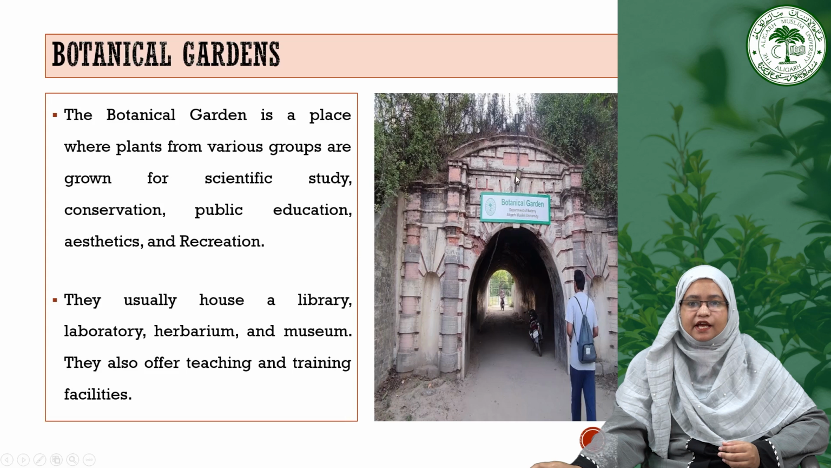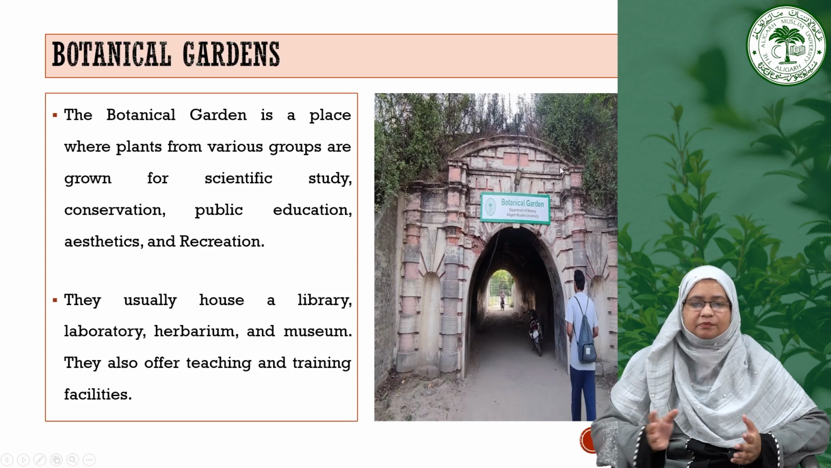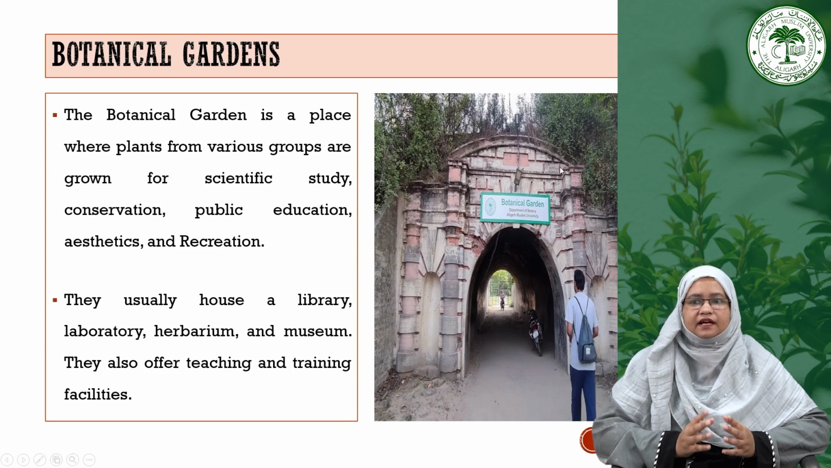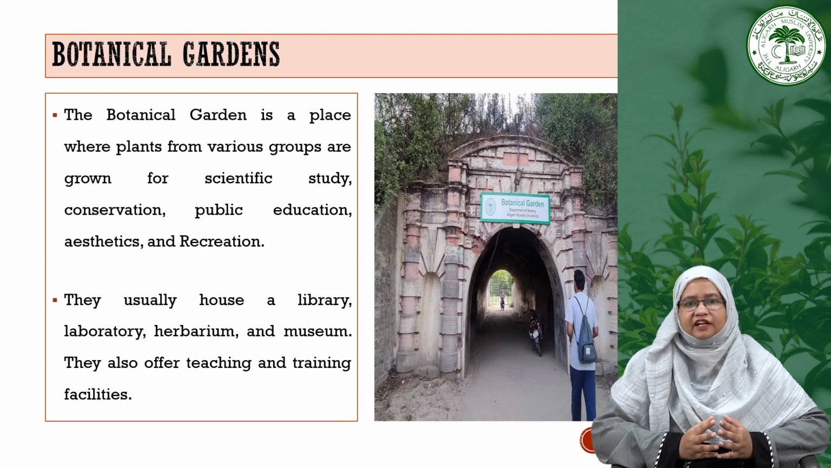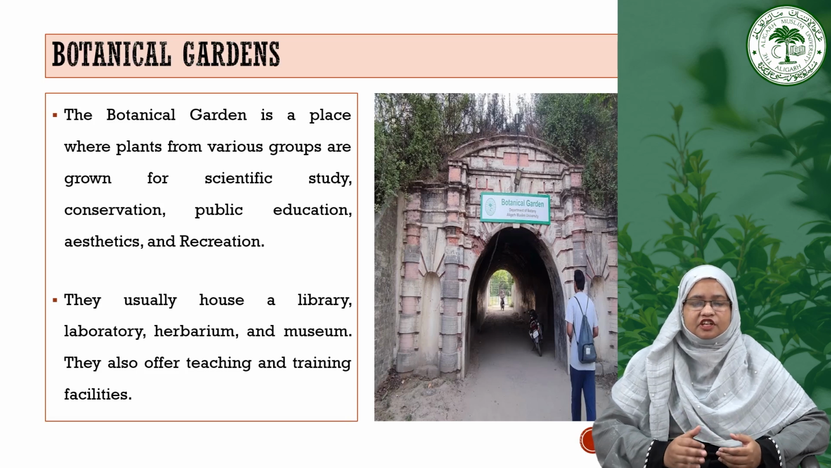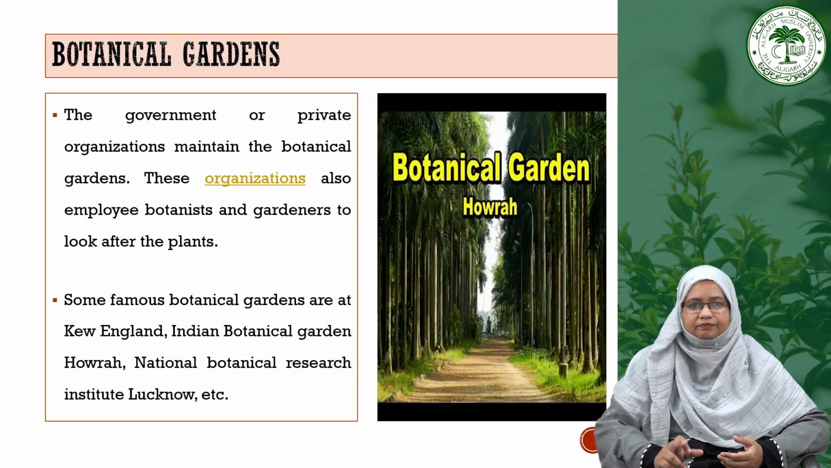So these help in the proper placement. Suppose we go to different places, we can collect plants and grow them in a botanical garden. It's not necessarily the case that the plants growing in a botanical garden are native plants. They may be different plants from different regions. So we grow them and provide conditions that are suitable for their growth.